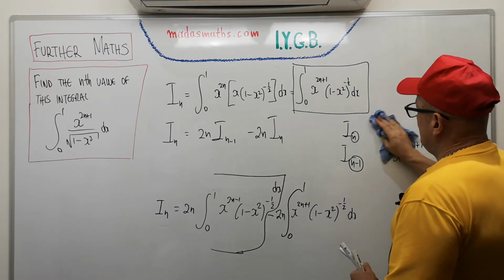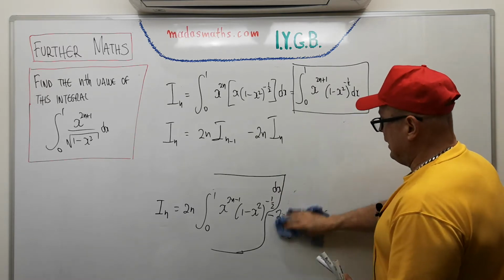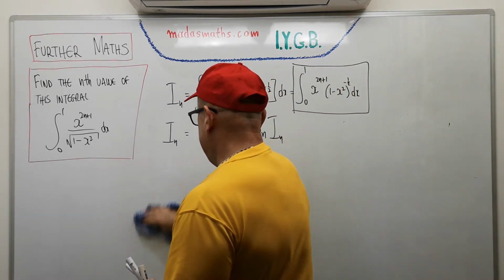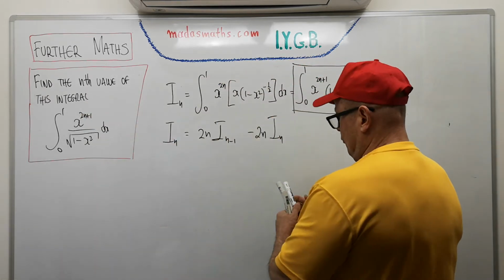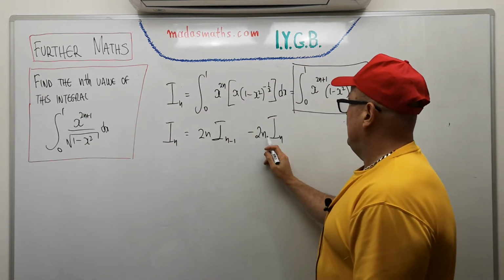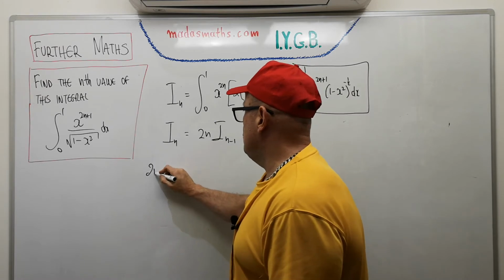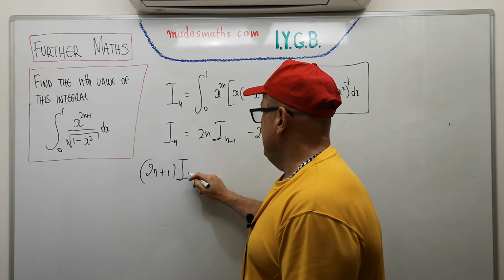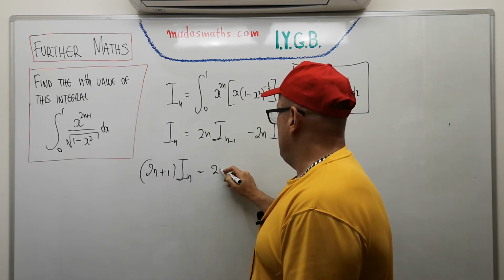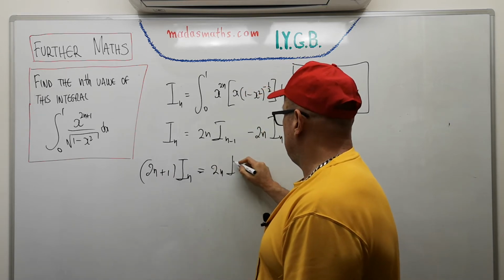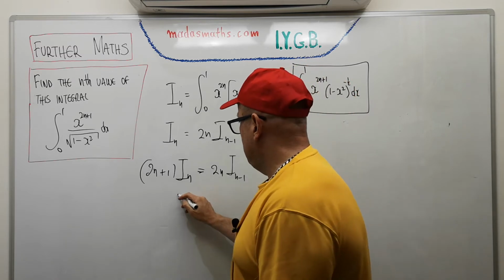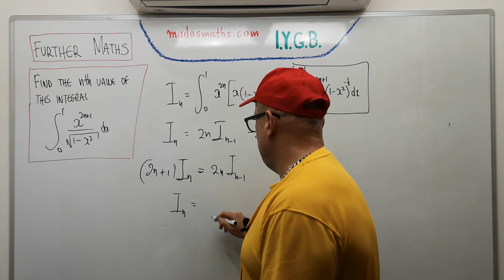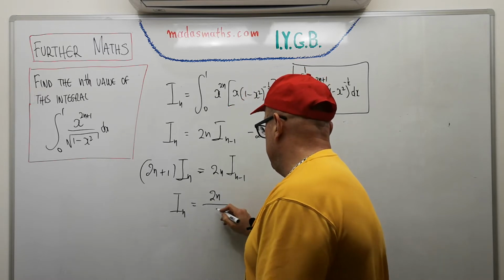So from this line now, we can get a recurrence relation for our reduction formula. And then we'll worry about how we're going to finish it off. So it's very easy. Move this I_n to the left. So we've got (2n+1) lots of I_n is equal to 2n lots of I_(n-1), which clearly says, as a recurrence relation, we have this quantity here.